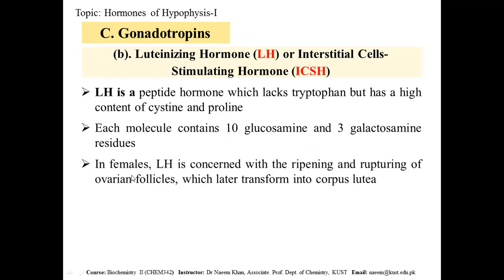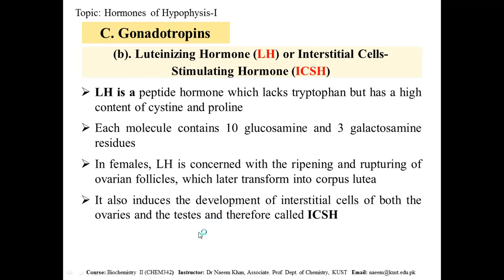These are additional structures in females. This hormone is concerned with the ripening and rupturing of the ovarian follicle, which later on transforms into the corpus luteum. And we know that the corpus luteum is actually broken down after the end of each cycle in each month. So this hormone is actually maturing that corpus luteum wall, and finally it is rupturing after exactly 20 to 22 days, depending upon the health.